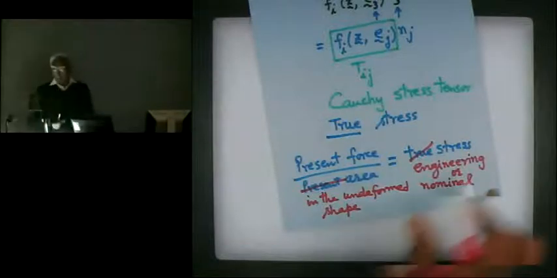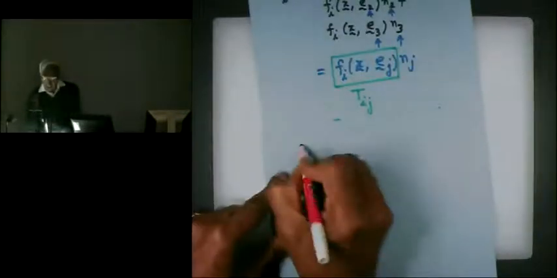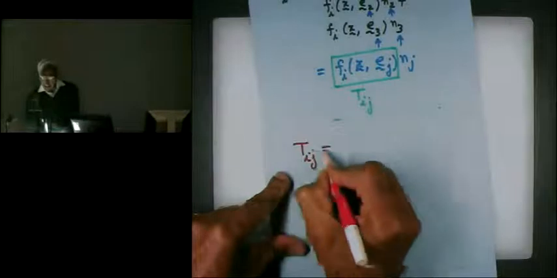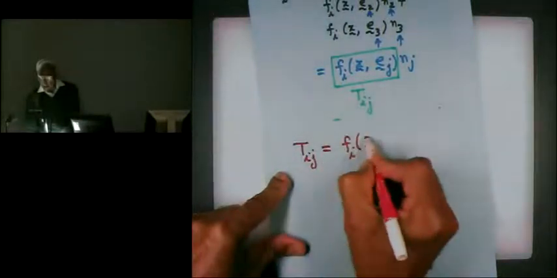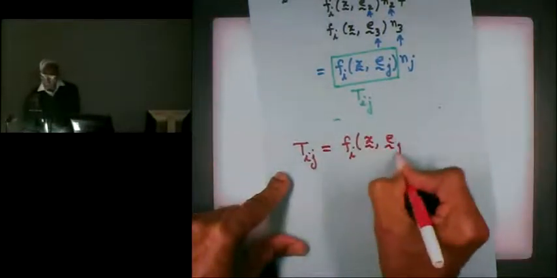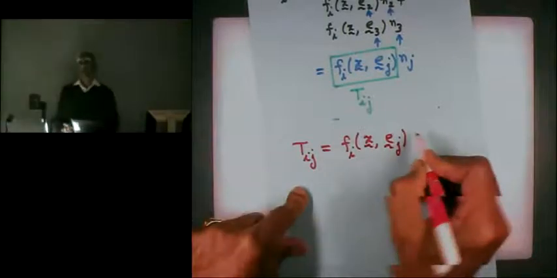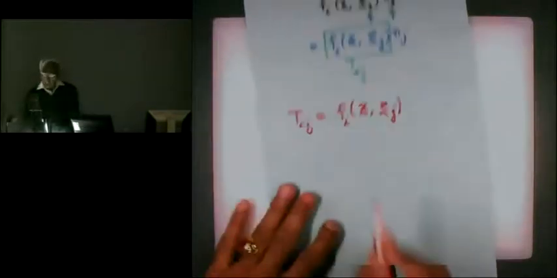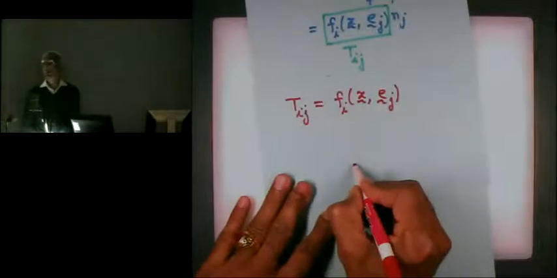Okay, so let's look again at this T_ij. The reason I keep emphasizing it is because this thing is very important and we should know it. So this is what we call T_ij. You keep x fixed. x is a point in the present configuration.